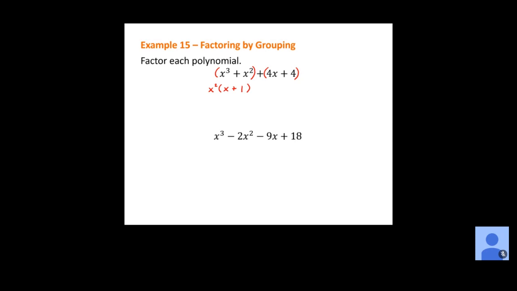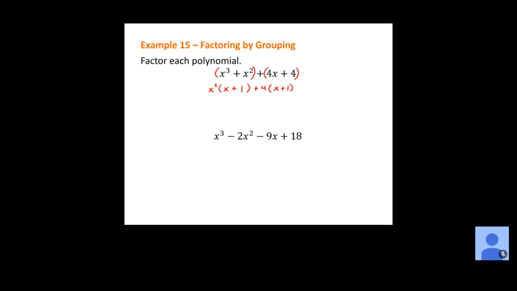Now I need to do the same thing with the other set. So if I look there, we have a 4x plus 4. What would be my common factor between those 2 terms? Good, it's a positive 4, so I'm going to put a plus 4 here. And now what's going to be left over if I factor out 4 from each of those terms? Good. So 4x divided by 4 gives us x. 4 divided by 4 gives us a positive 1. So we end up with an x plus 1 there.